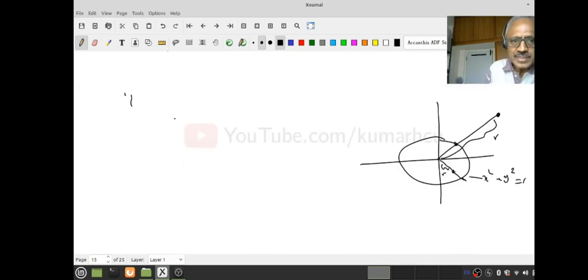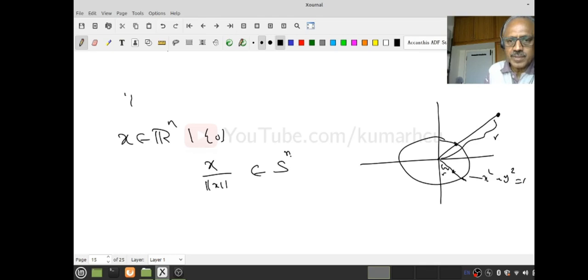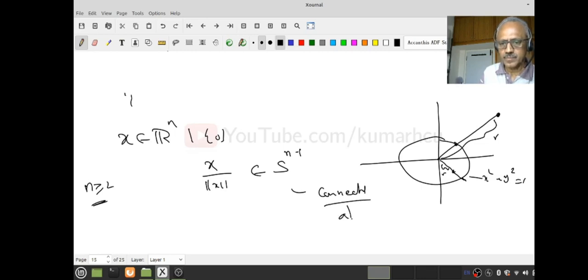Therefore, given any x non-zero, let me look at x by norm x. Then this is a vector in Sn minus 1. And remember, now n is greater than or equal to 2. Therefore, yes, when n equals 2, it is a circle S1. And in general, it's a sphere. We have shown these are all connected. Okay, already seen.